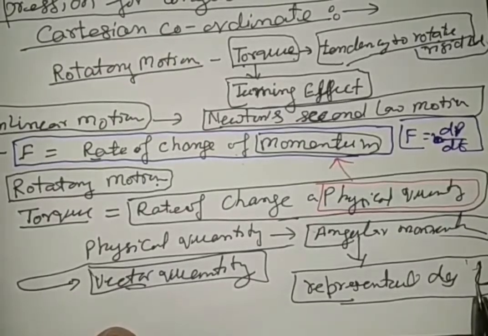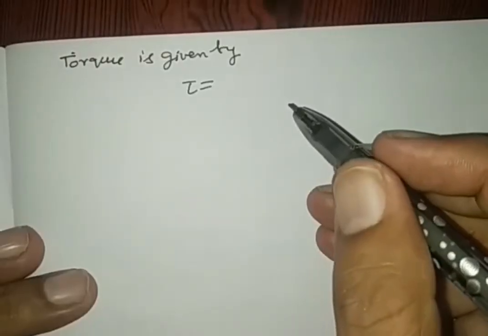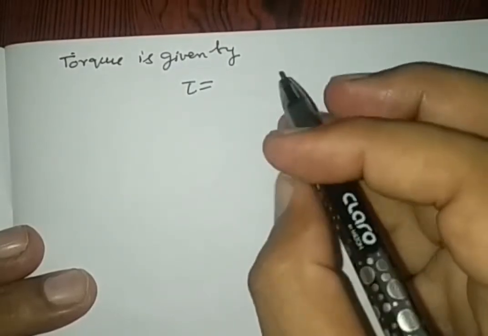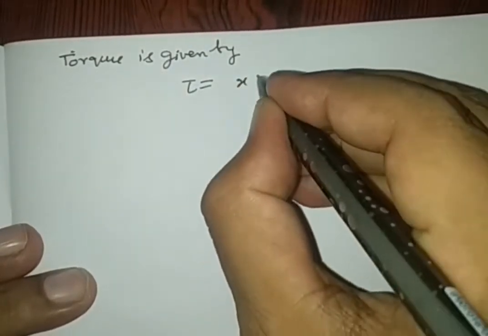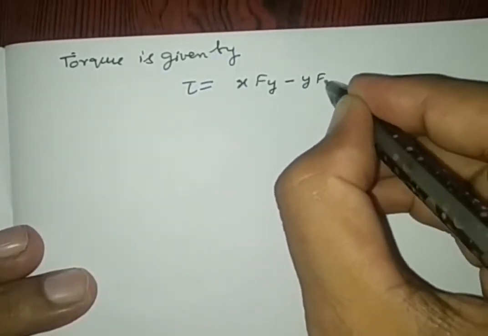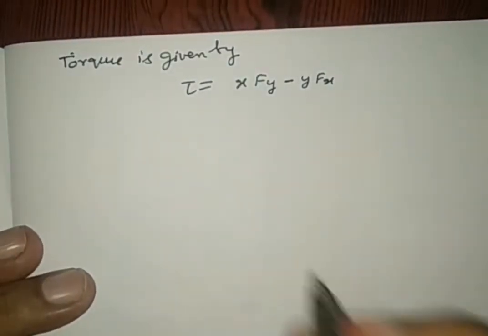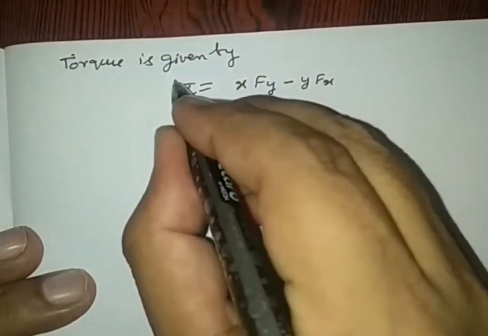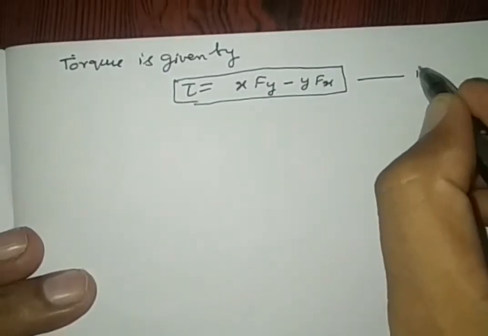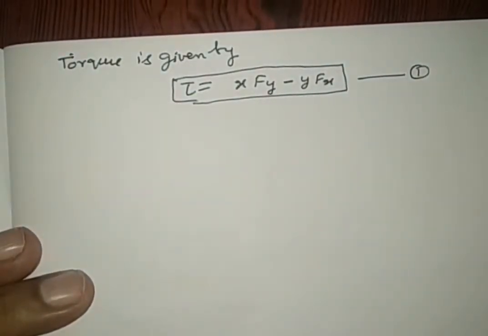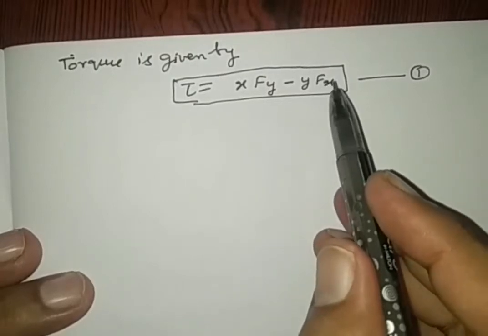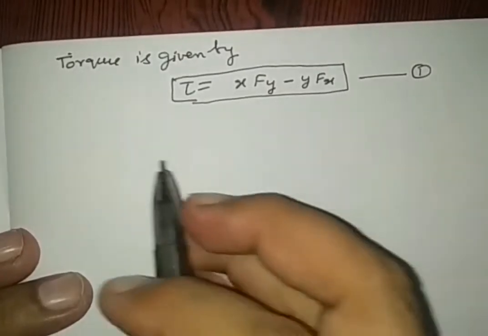The rest of the explanation is on the next page. We know torque is given by the formula tau equals x Fy minus y Fx. See very carefully here. I am going to call it equation number 1. Here the torque, in Cartesian coordinates, is given by this formula.